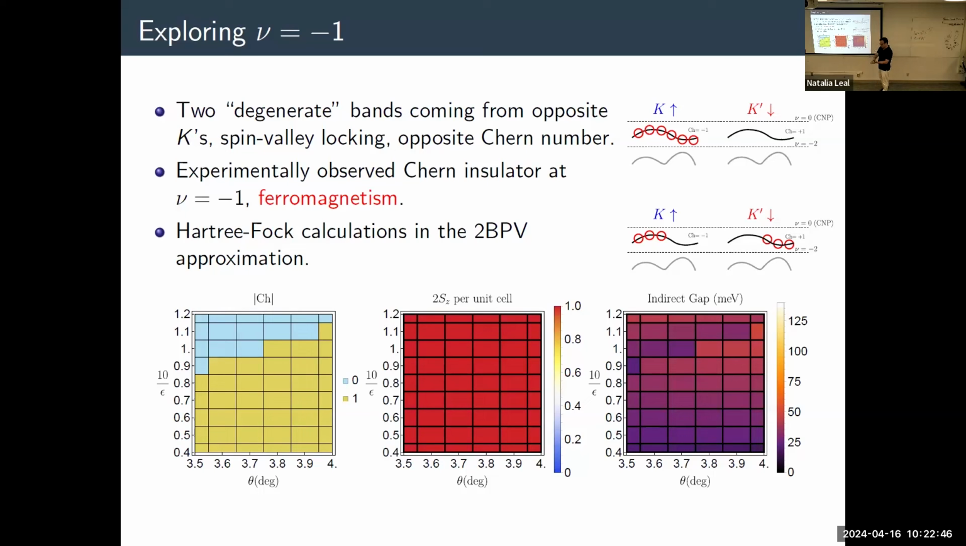You allow yourself to change the twist angle between the two layers. And as I said, you will use 1/epsilon as a proxy to change the ratio between the kinetic energy and the interaction energy. What you see here in yellow, there is a pretty large region where you do have a Chern insulator, and all the time the system is fully spin polarized and gapped.